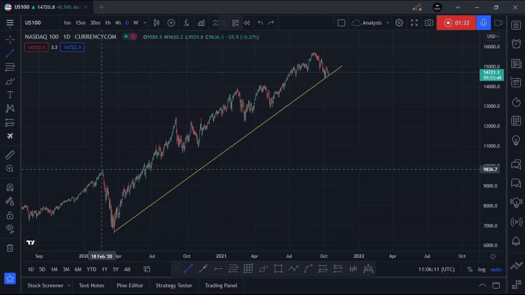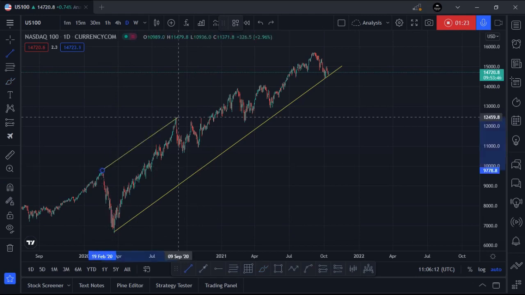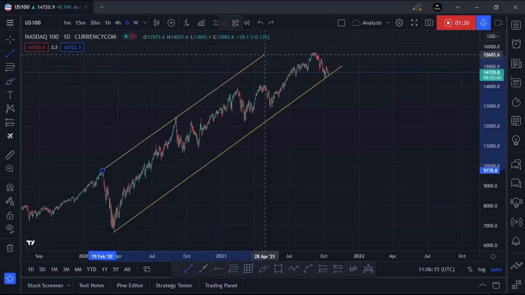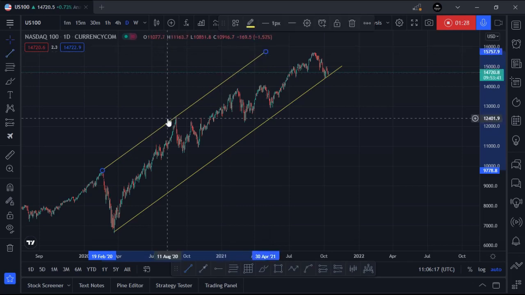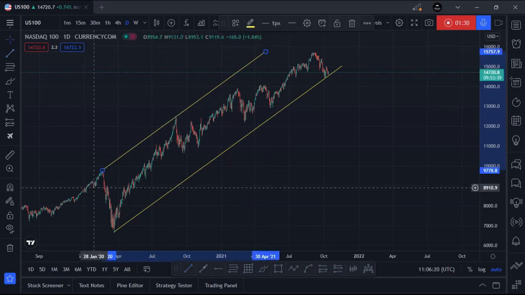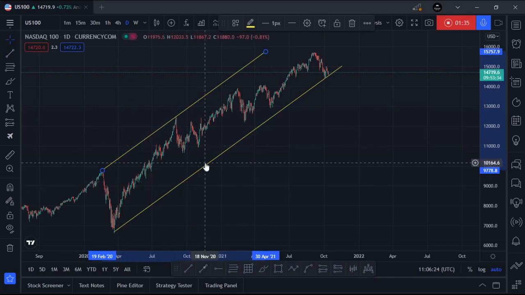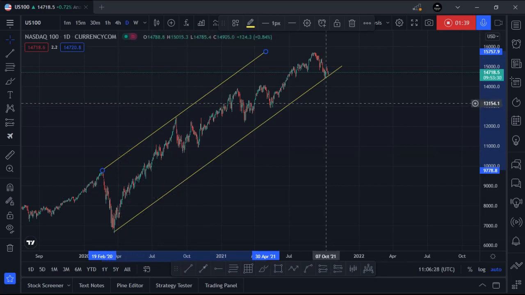So I'm just gonna take it to another swing point. It's simple to draw a trend line. You just connect at least two swing points. All right. Okay. So now, as we're looking at Nasdaq on the daily time frame, we can see that Nasdaq has indeed been trending up.